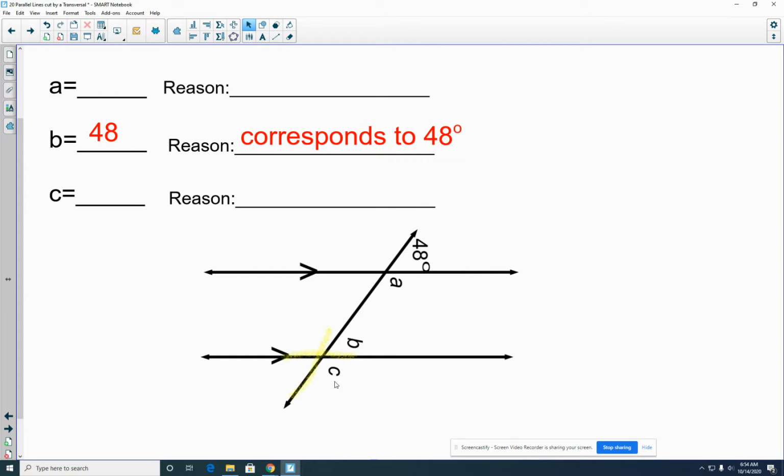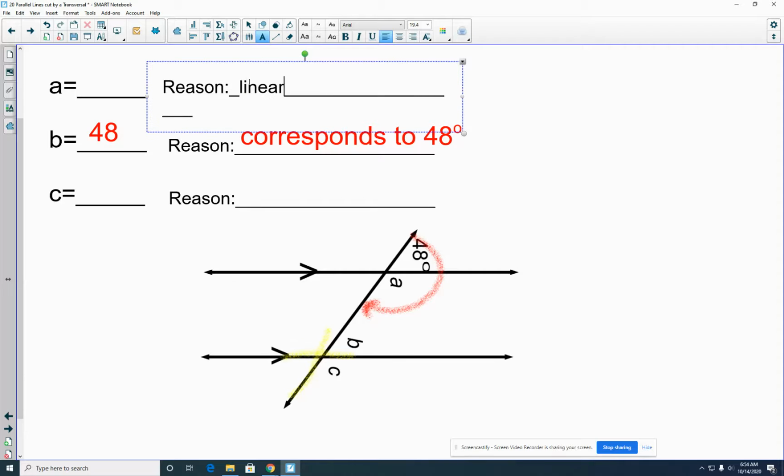Now, A and C also correspond, right? If I look here, C is the bottom on the right, so is A. So I have to figure out what A is. Well, now I take a look, and maybe this isn't a parallel line theorem. A and 48, from here to here, they're adjacent angles on a straight line. They're a linear pair. So I know that I have a linear pair with A and 48.